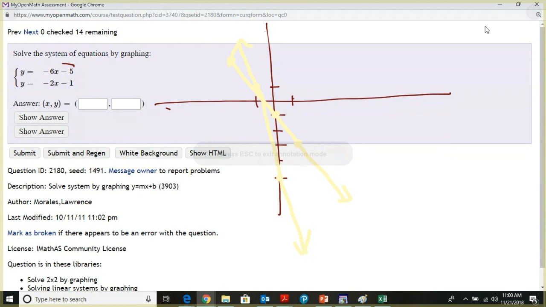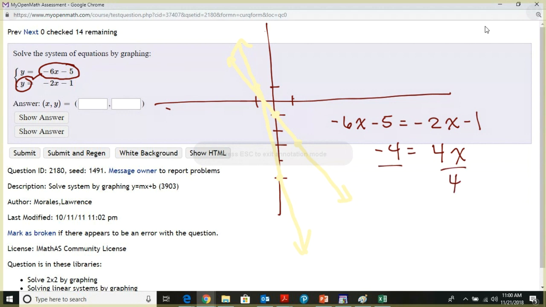So this first one says that y is equal to -6x minus 5. So I'm just going to plug that in for the y in the second one. So -6x minus 5 is equal to -2x minus 1. So it says y is equal to -6x minus 5, but also y is equal to -2x minus 1. So those two things have to be equal to each other. So now I'm just going to add the 6x to this side, and I'm going to add the 1 to this side, and then we'll divide both sides by 4, and we see that x is -1.